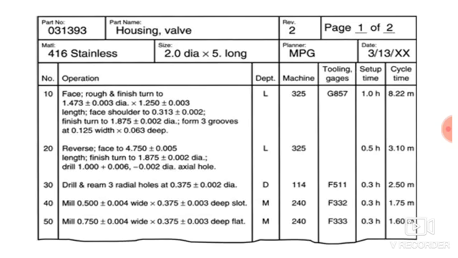So here on the screen, you can see an example of a process plan. This is nothing but a route sheet or a process plan for a particular part. At the top you can see the part number. The part number is 031393. It depends on the part, so different parts may have different part numbers. Then the part name, that is nothing but housing. So here we are writing a process plan for a particular housing. Then you can see revision 2.